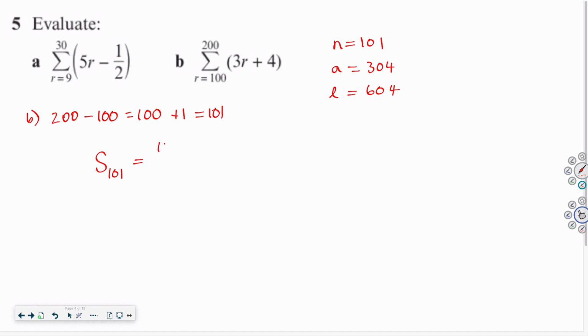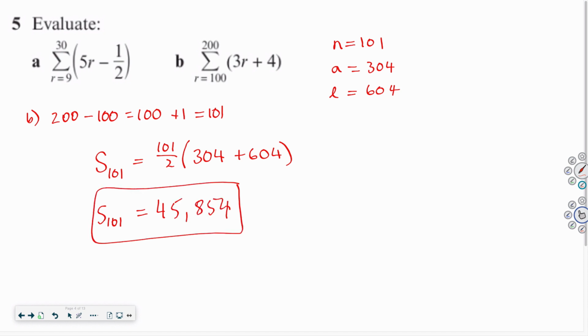So it's going to be n over 2, 101 over 2, multiplied by 304 plus 604. And when you put that in on your calculator, you get 45,854. And that's your final answer. You could have again used splitting the summation up to get the counters as 1 on the bottom and done the same thing, but I think it's much quicker to do the question like that.